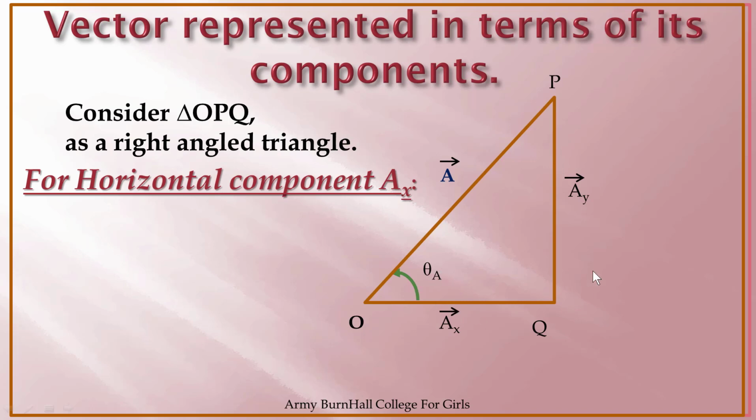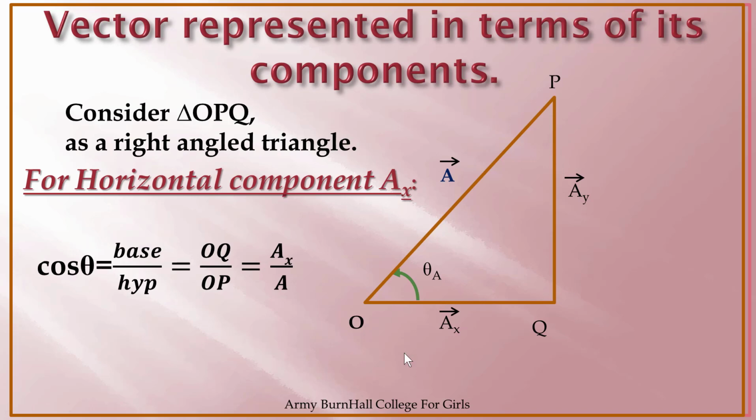For the horizontal component Ax, we know that cos theta is equal to base over hypotenuse. We are using trigonometry over here. In this triangle, the adjacent side OQ is the base, and the opposite side QP is the perpendicular. The side OP is the hypotenuse. So cos theta equals base over hypotenuse gives us OQ over OP. We are just talking about magnitude over here, so we can write it as Ax divided by A. Ax is the base, A is the hypotenuse.